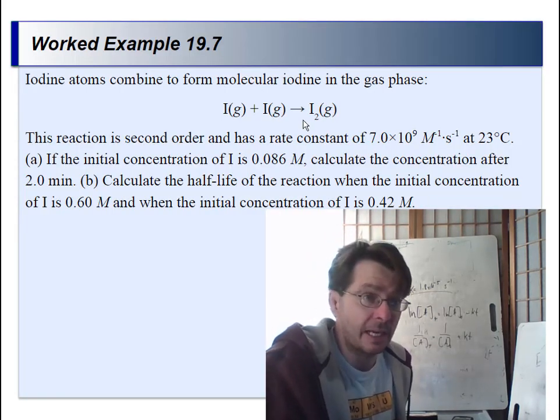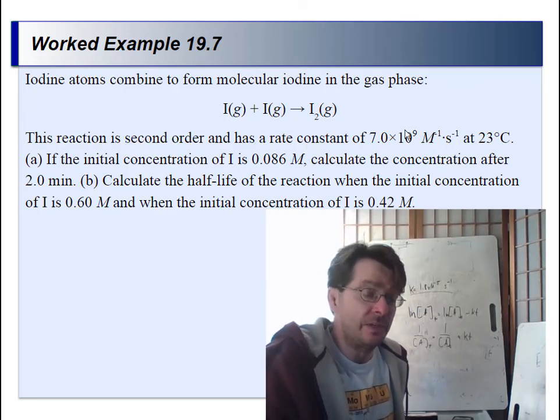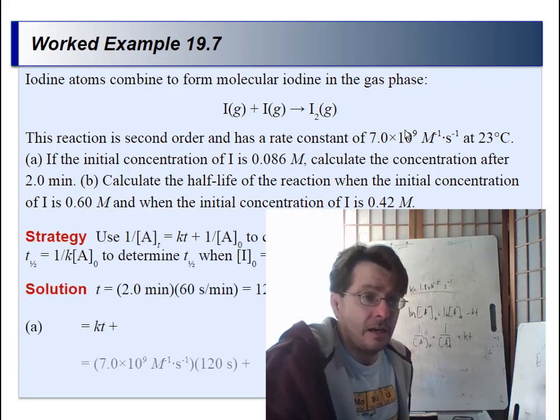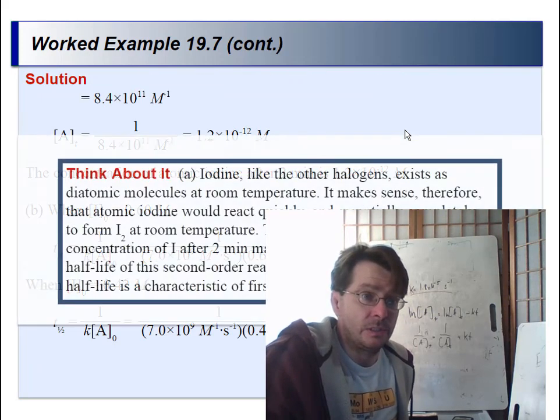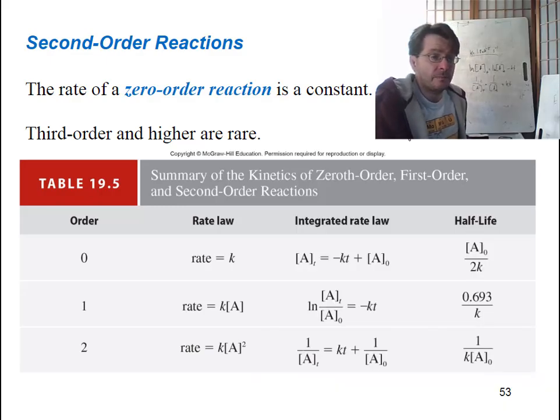You know that it's second order. They say it is second order and has a rate, and the rate constant is given. You can figure these things out. Here are 2 examples to work through. So that's using the integrated rate law to measure amounts of material. So there are 3 here.